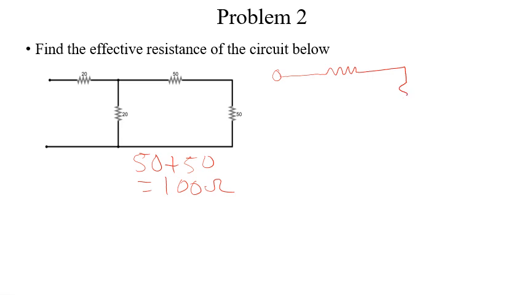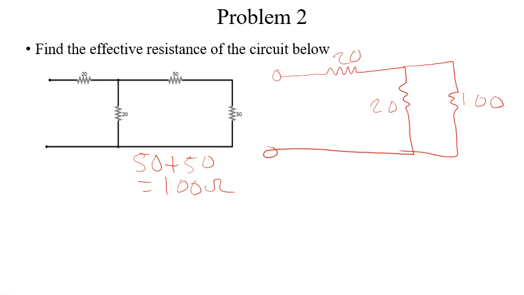So after getting this, we have to redraw our circuit again, and redrawing our circuit, we end up with another circuit like this. This is 20, this is 20, and this is now 100. So what do we realize? We realize that this 20 and this 100 are in parallel. So we use our formula for resistors in parallel, which is 20 times 100 all over 20 plus 100, which gives us 16.67 ohms.